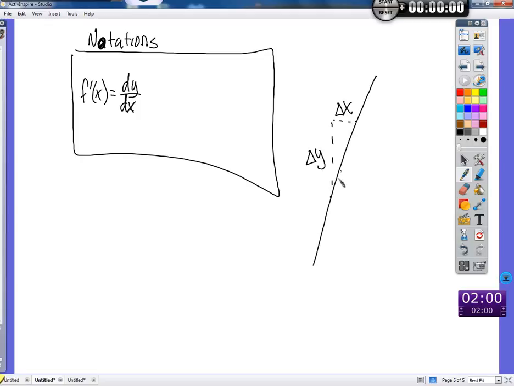And that's really what we're doing. We let this point be maybe the point where we want to find the slope, and we let that difference between the two be so incredibly small that it's just unimaginable. Thousands of paper widths, perhaps.